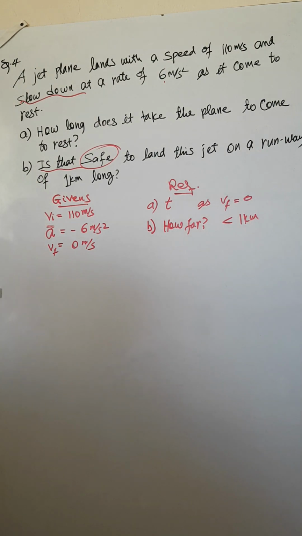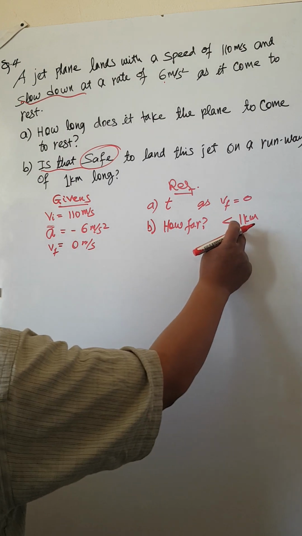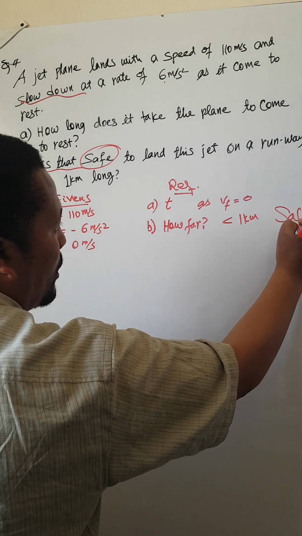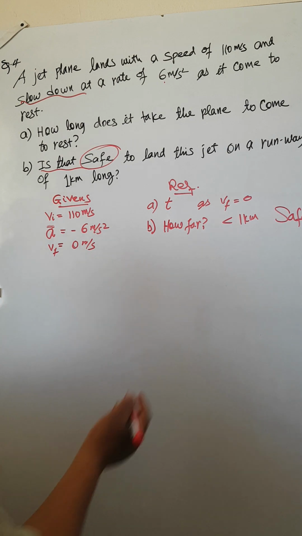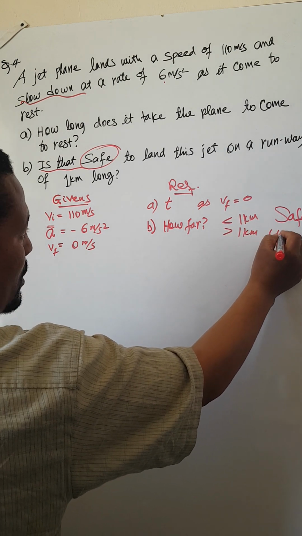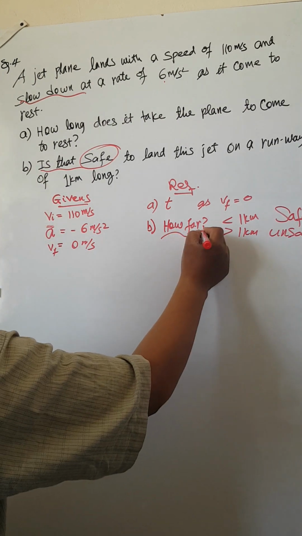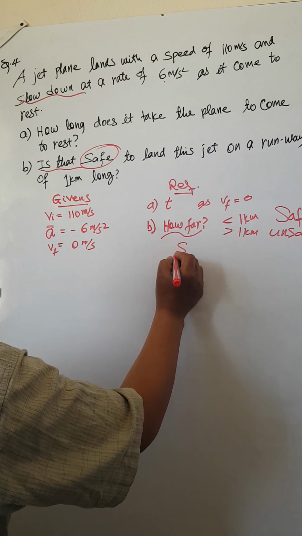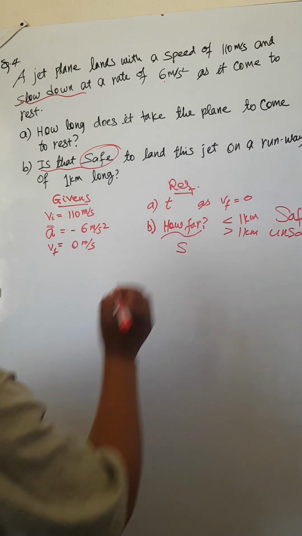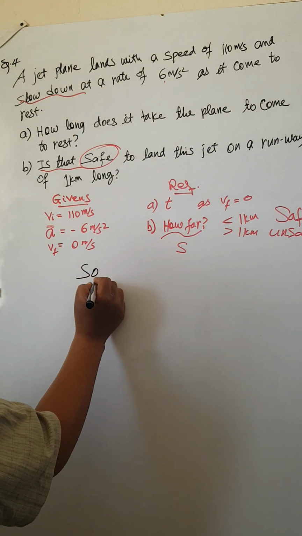If the distance the plane travels in its decelerating motion is less than 1 kilometer, then this is safe. If this is greater than 1 kilometer, this is unsafe. So here we are supposed to find the distance the plane travels before it comes to rest. Let's see the solution. Now, solution.